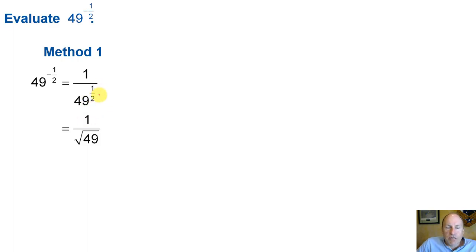Well, 1 over 49 to the 1/2 power can be written in radical form as 1 over the square root of 49, which is 1 over the square root of 7 squared, or 1 over 7. Some people might skip directly to that step, recognizing that the square root of 49 is 7.